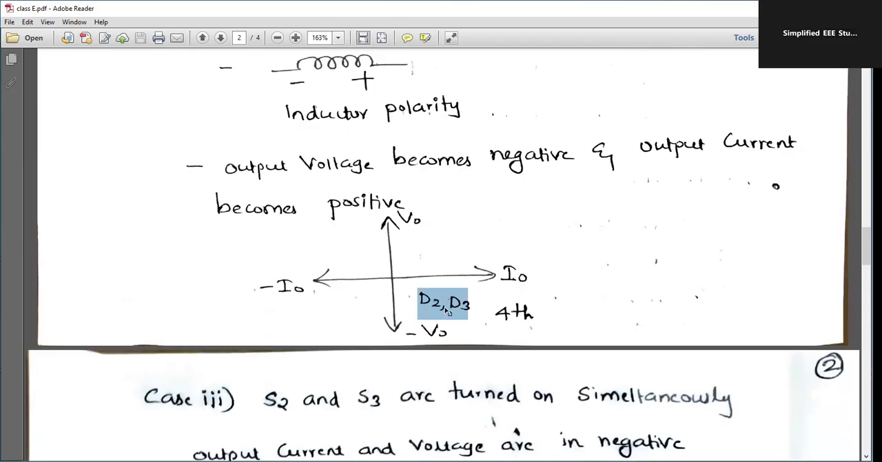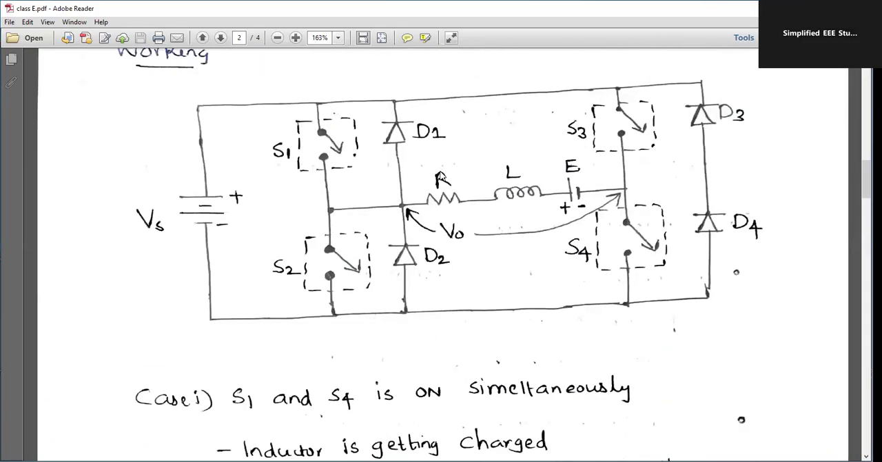That means the diodes D2 and D3 are getting conductive. Where is diode D2? Yes, this is diode D2 and we have diode D3. How is it getting conducted? I'll tell you one thing. See, the inductor polarity is getting reversed. Correct? The current flow will always be from positive to negative. So what is going to happen? The diodes D2 and D3 are getting conductive.